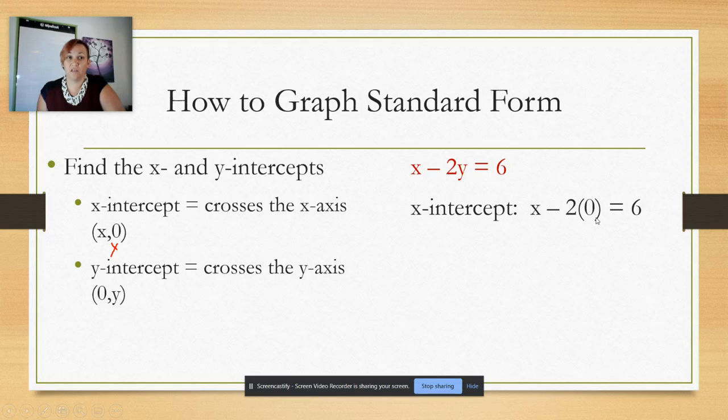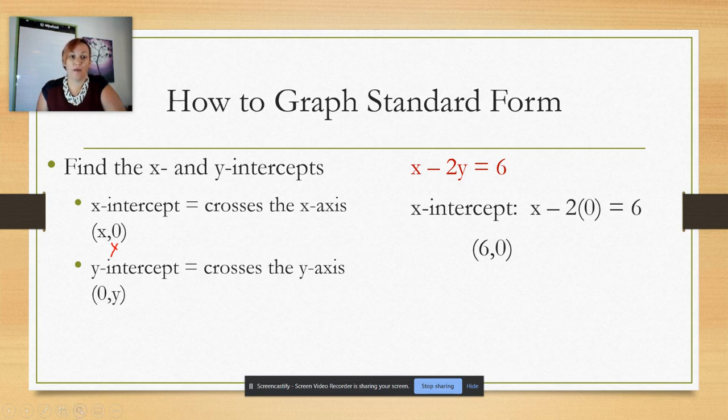Now this is really, really easy math, right? Because 2 times 0 is 0, x minus 0 is x, and I get that my x-intercept is 6. Now I'm not just going to write x equals 6, and I'll talk about why we don't do that in the second video. But I write an ordered pair, (6, 0). That's my x-intercept.